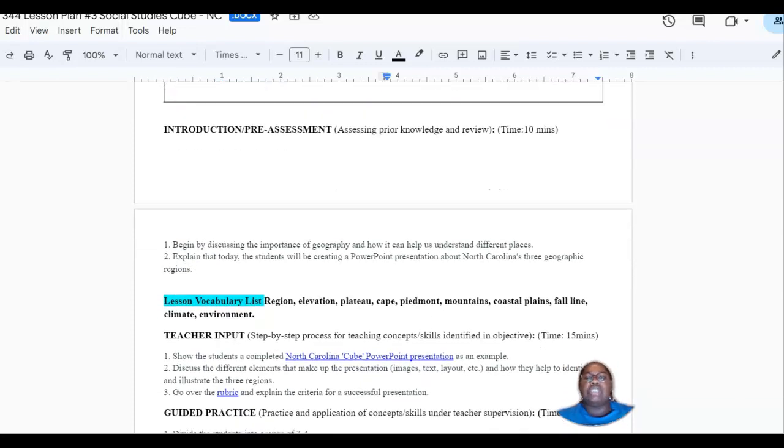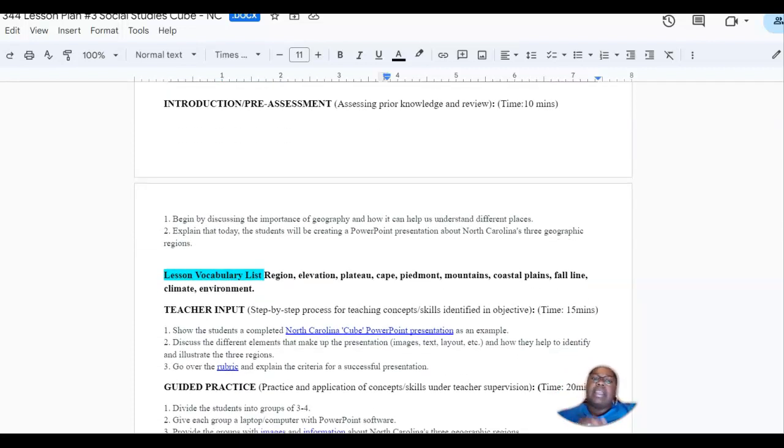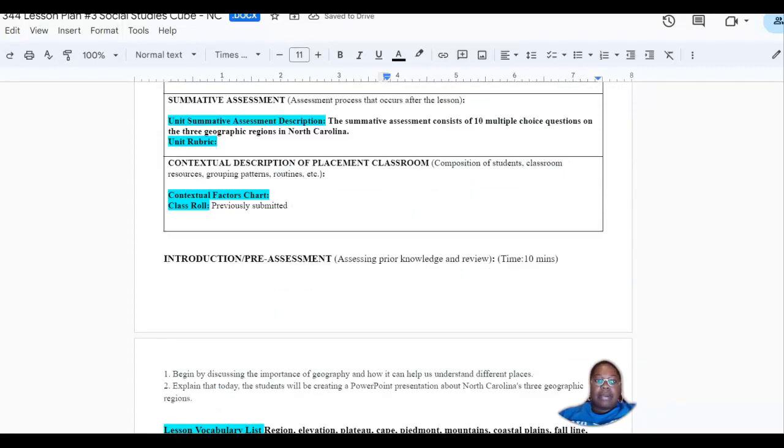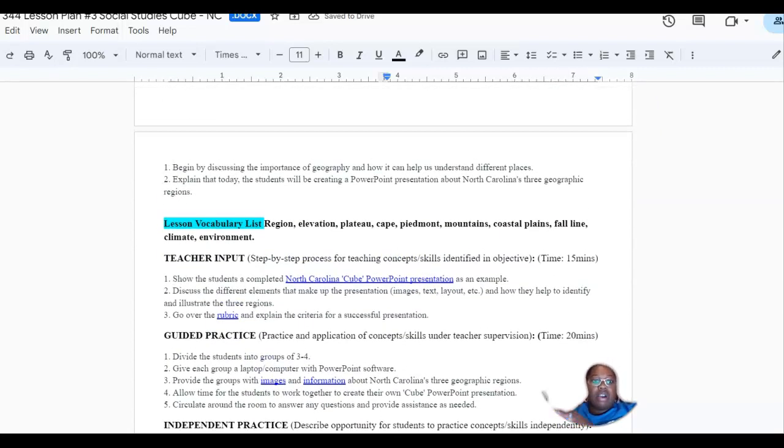So for my introduction part, this is the first piece. I'm going to begin by discussing the importance of geography and how it can help understand different places, and explain to students what they will be doing for today. So creating a PowerPoint, and I'm going to model for them during my input, which comes next. I have vocabulary words. My vocabulary words are region, elevation, plateau, cape, Piedmont, mountains, coastal plains, fall line, climate, and environment.